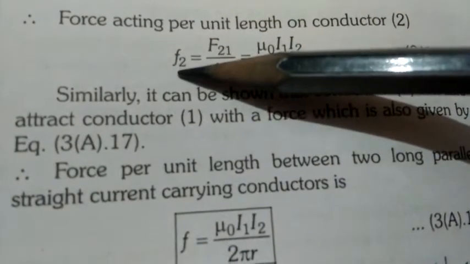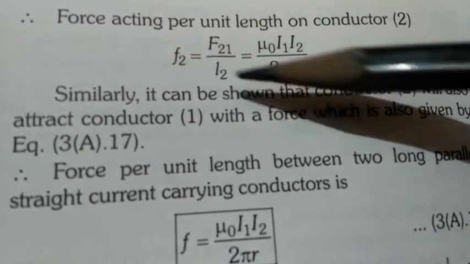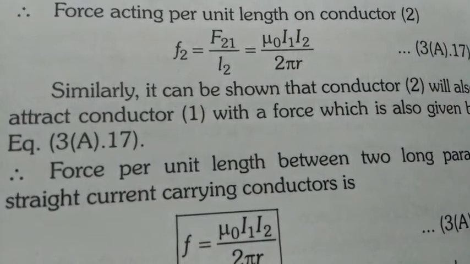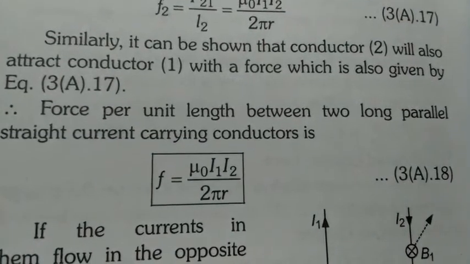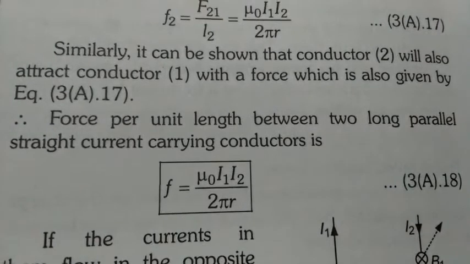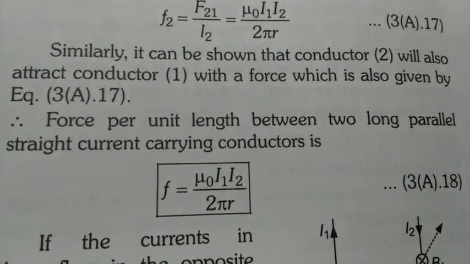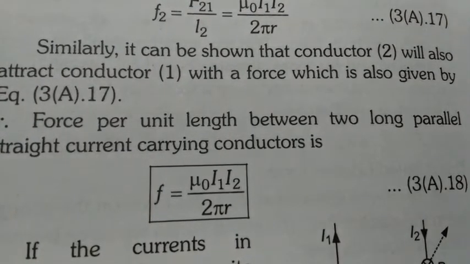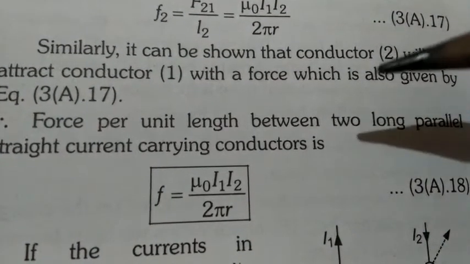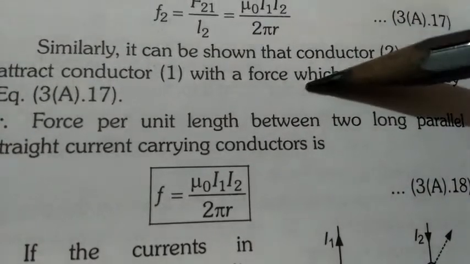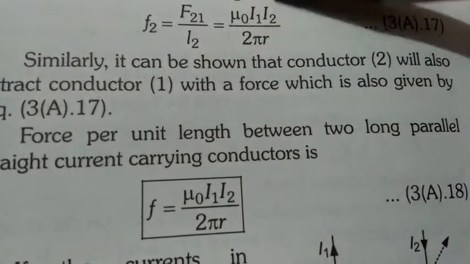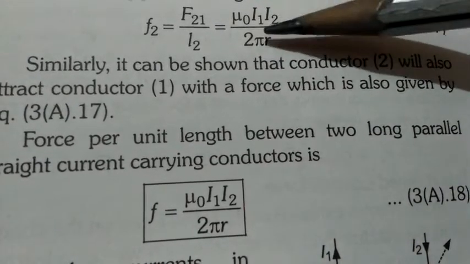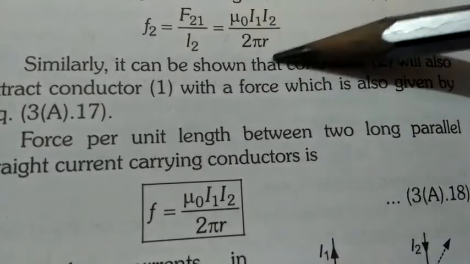So for force acting per unit length, F2 equals F21 upon L2. Dividing by L2 we get this equation: mu naught I1 I2 upon 2 pi r. In a similar manner, if we find the force per unit length applied by the second field on the first conductor, we will get the same formula. You try to solve that. If you follow the same manner, F1 also we get this much.